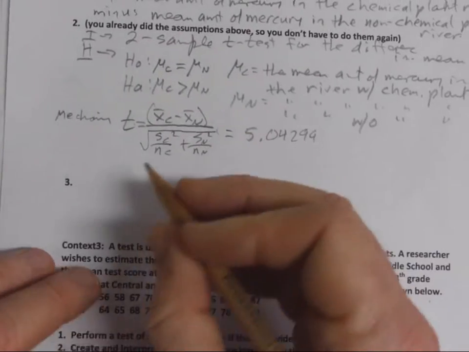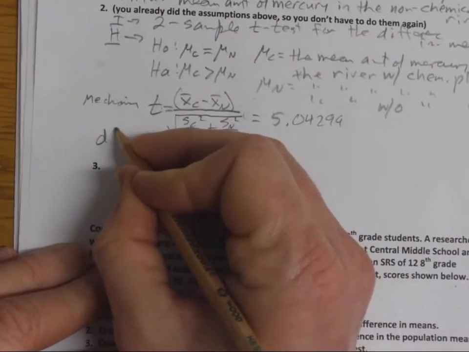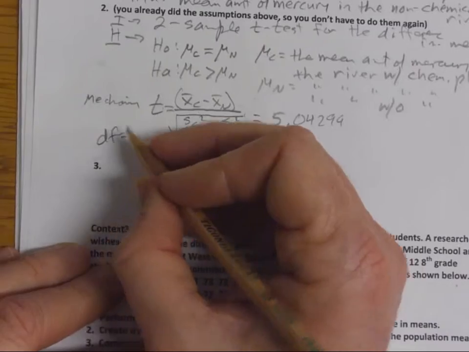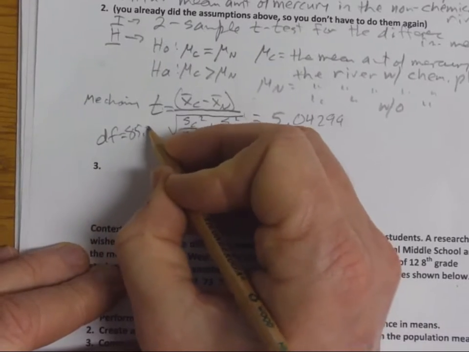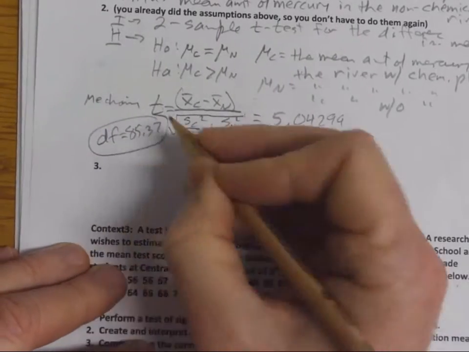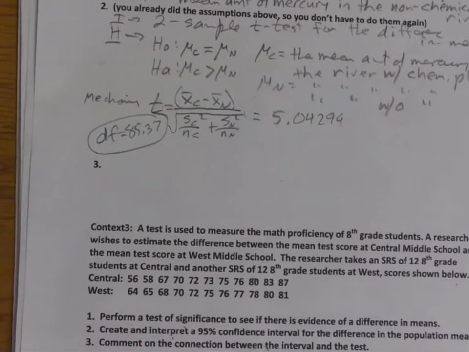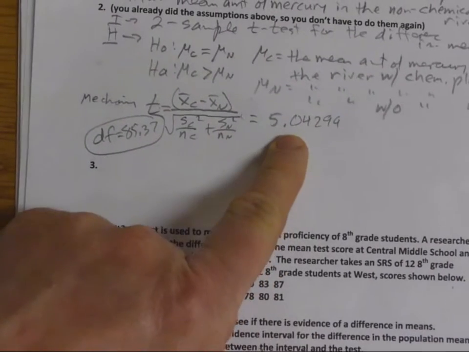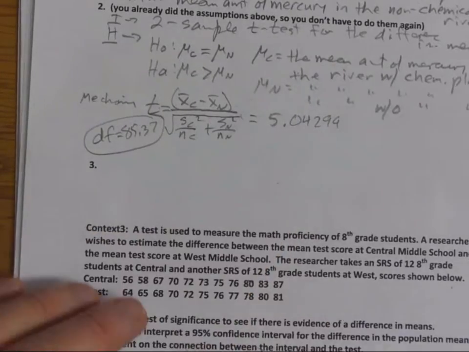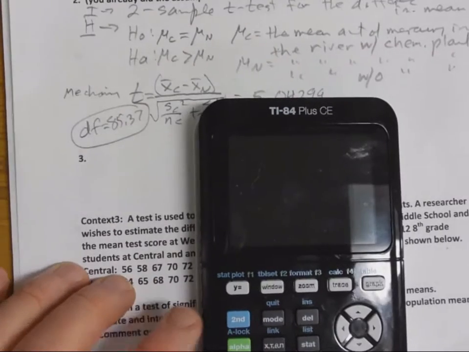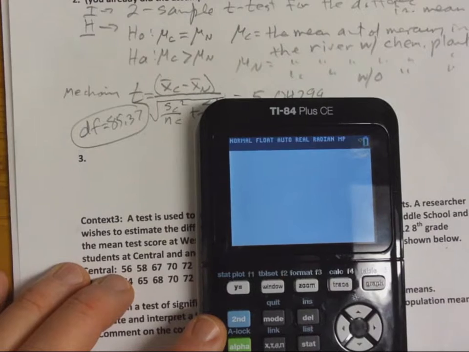But anyway, so this is 5.0 and 0.04299. We have to write down our degrees of freedom, which once again we get off our calculator. So our degrees of freedom is 85.37. If we don't have access to that, we use the smaller sample size minus 1 as we have discovered. And we could use tcdf to find our p-value, but I'm just going to go ahead and show you how to use your calculator to do this.